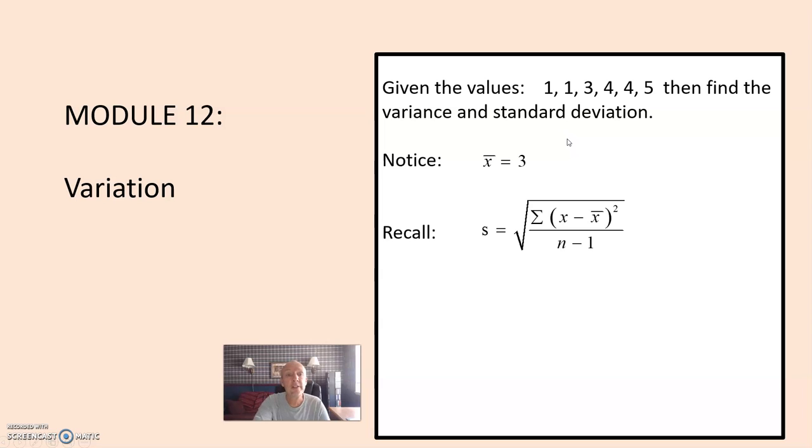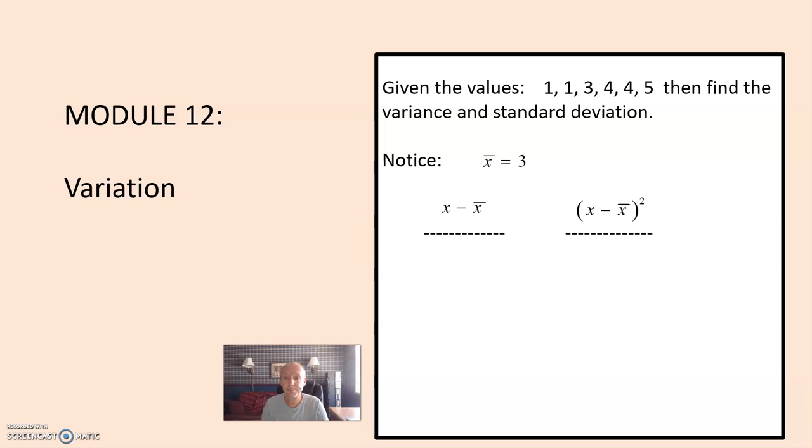Moving on from there, we need to recall that the standard deviation of a sample is equal to the square root of the quantity of the sum of the quantities of the x's minus the x bars, all those values squared, and then divided by n minus 1, where n is our sample size. So the easiest way to probably implement this formula is with a table. So let's begin that process.